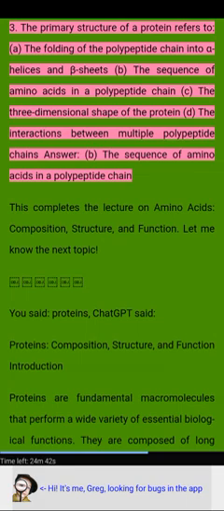3. The primary structure of a protein refers to: A. The folding of the polypeptide chain into alpha helices and beta sheets. B. The sequence of amino acids in a polypeptide chain. C. The three-dimensional shape of the protein. D. The interactions between multiple polypeptide chains. Answer. B. The sequence of amino acids in a polypeptide chain.